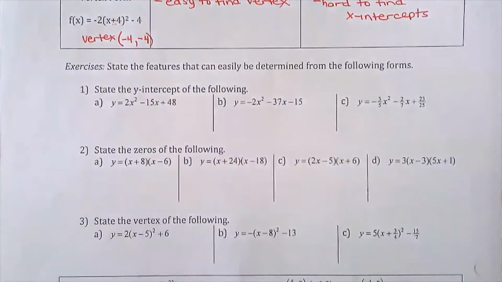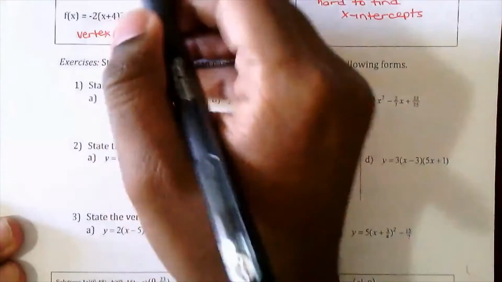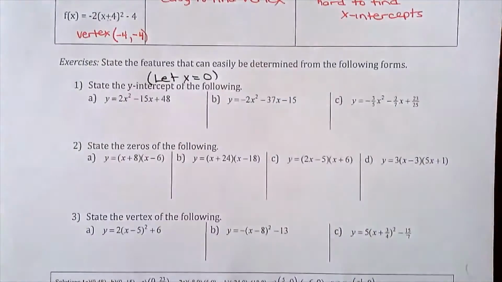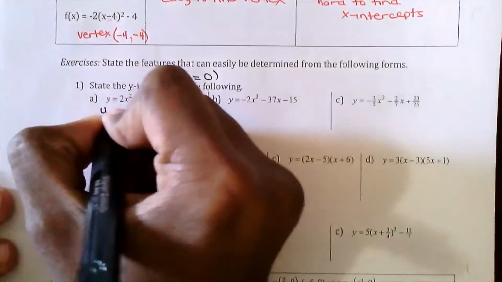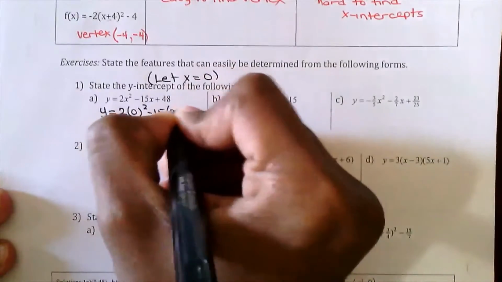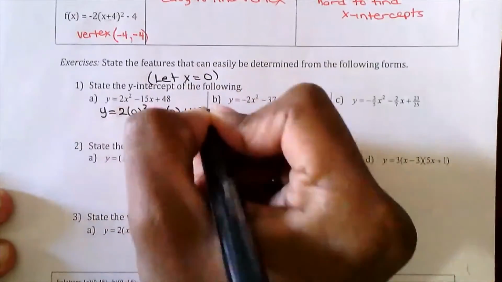Again, we can do two things here. We know to find the y-intercept, we always let x equal to 0. So in this equation, we will let this x equal to 0, this x equal to 0, and have plus 48.